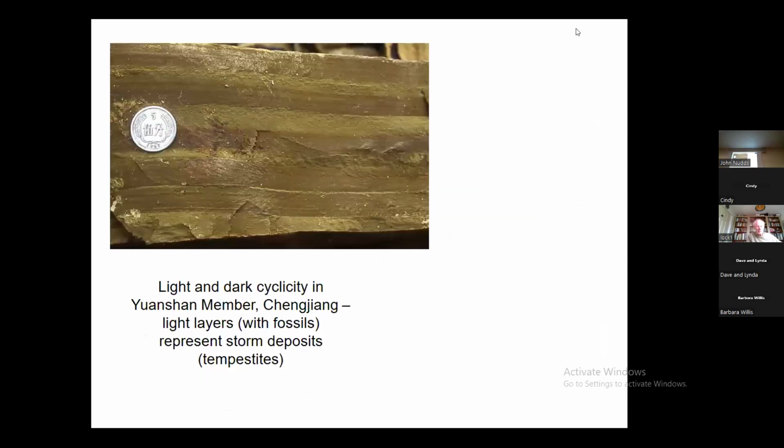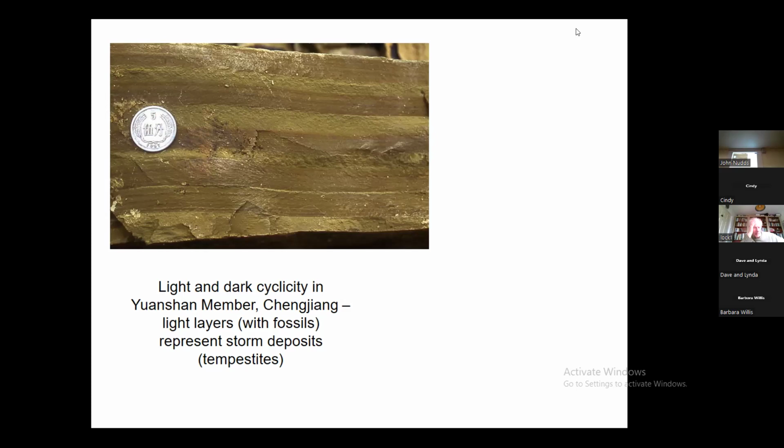Now, Chengjiang is similar in some respects. Again, it has these centimetre scale couplets. The fossils in Chengjiang are always found in the lighter layers, and it's thought that these represent storm deposits, or what we call tempestites. And it's thought that the storms flooded this shallow marine basin with huge amounts of fresh water, reducing the salinities that would have killed off the fauna. And then when the storm abated, the muds that had been stirred up settled down on top of those carcasses and preserved the soft tissue in that way.